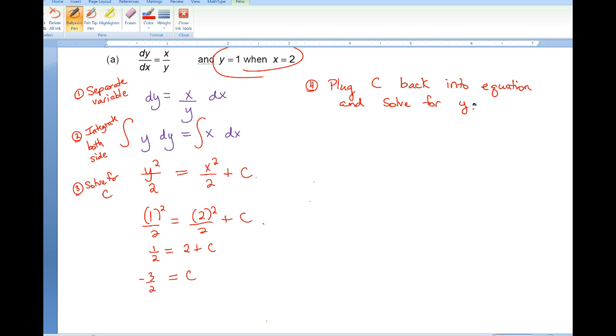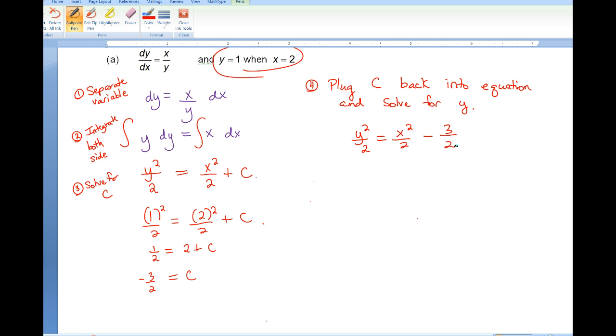Okay, now, yesterday it was really easy because it was already y equals something, right? So we just put the c at the very end. We're going to, see where I put step 3? y squared over 2 equals x squared over 2 plus c? That's where we're going to plug in. So our plus c ended up being a minus 3/2.